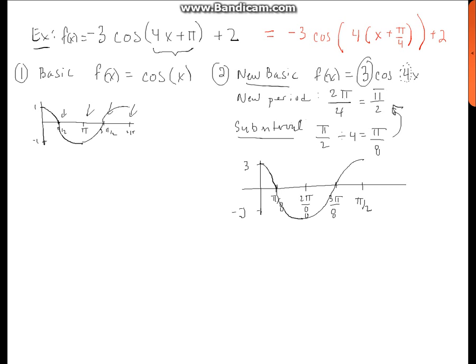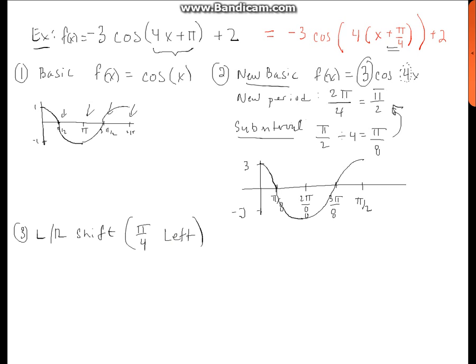And what do I mean by some business? Finally, now we can do our left-right shift. What's our left-right shift? Well, that is determined by this pi over 4. So we need to shift pi over 4 in which way, left or right, guys? Well, since it's a plus pi over 4, it's counterintuitive. We want to go in the negative direction. So shift pi over 4 left.